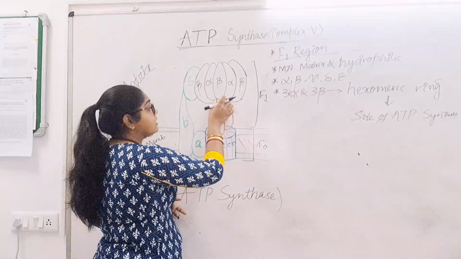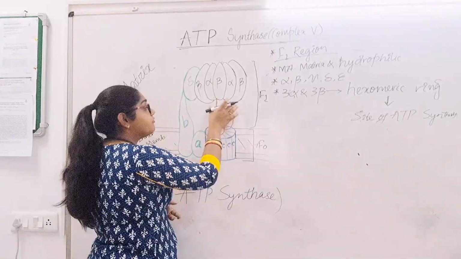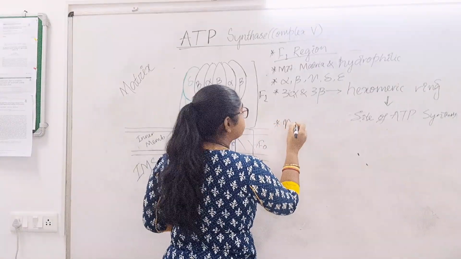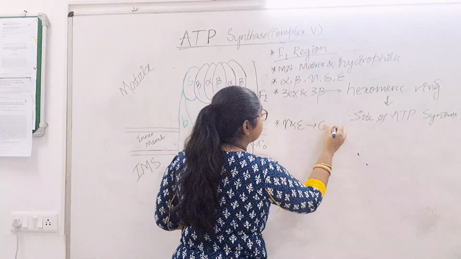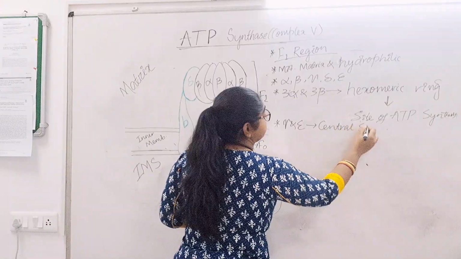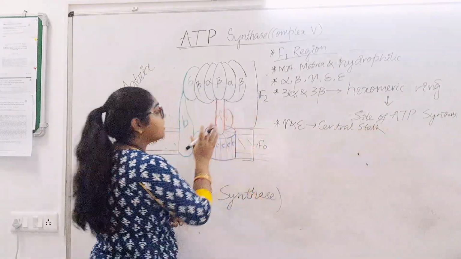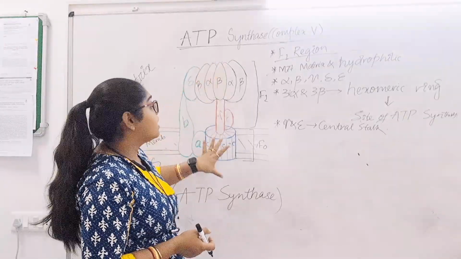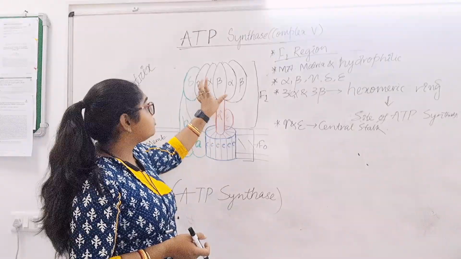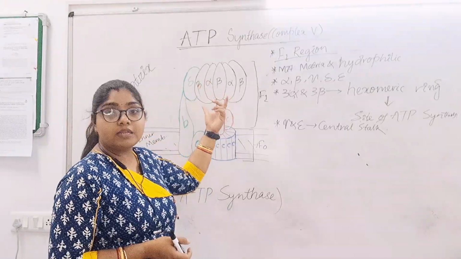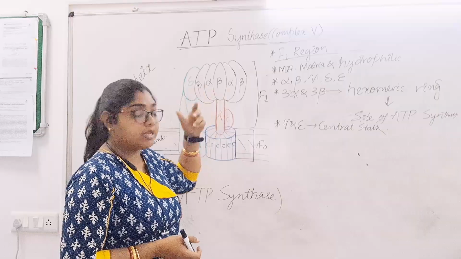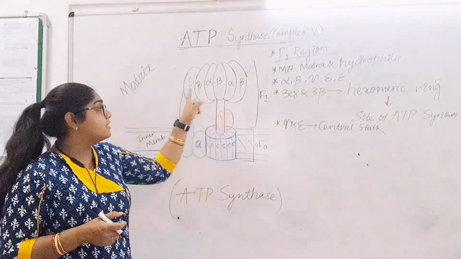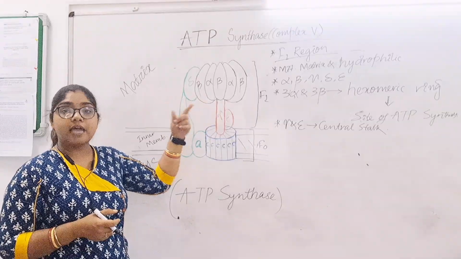Then there are gamma and epsilon, which form a central stack that can rotate itself. It also connects F1 to F0, and it runs through the cavity of the 3 alpha 3 beta complex, or hexameric ring.